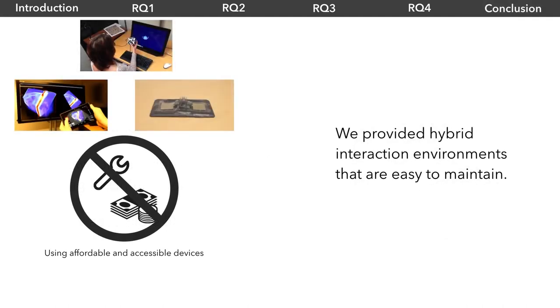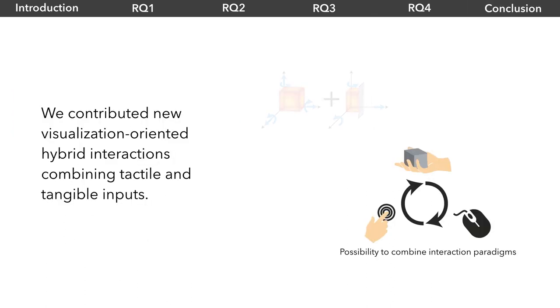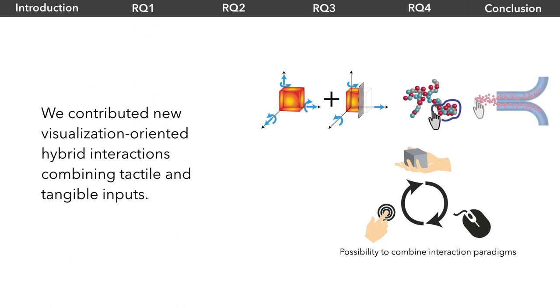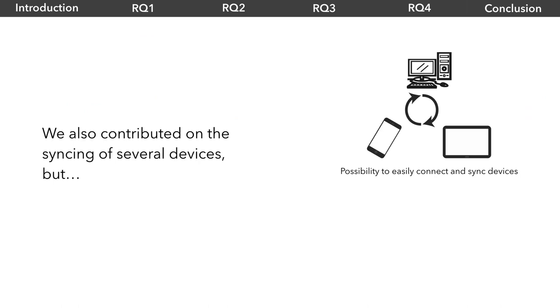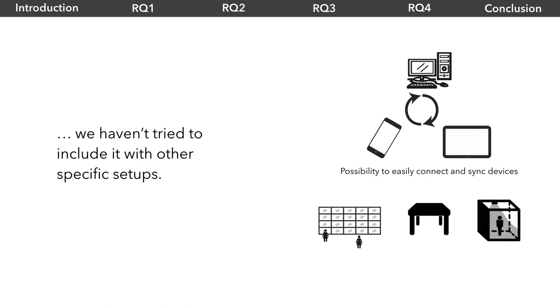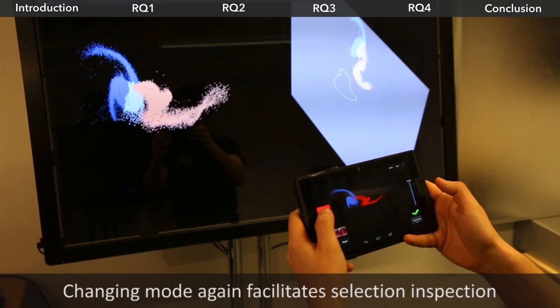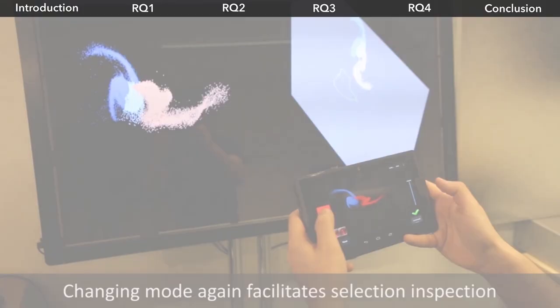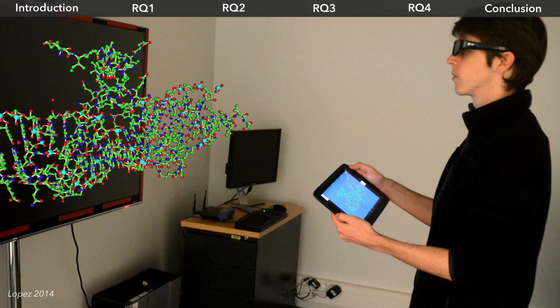It is easy to see that with all our setups, we provided hybrid interaction environments that are affordable and easy to maintain. We provided new visualization-oriented hybrid interactions that combine tactile and tangible input. We also implemented an easy synchronization between multiple devices. However, and this constitutes the continuation of this thesis work, we haven't yet tried to include it into wall-sized displays, tabletops, or caves, which are particularly interesting for 3D data visualization. Similarly, while we supported 3D interaction, we only used 2D displays. And we can wonder how users would perform with 3D displays too.